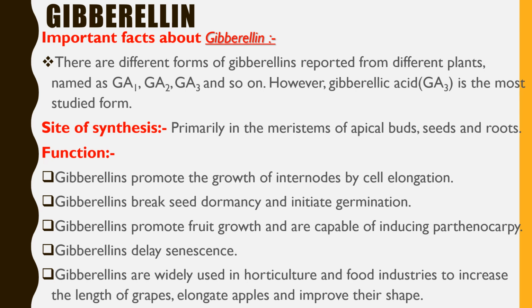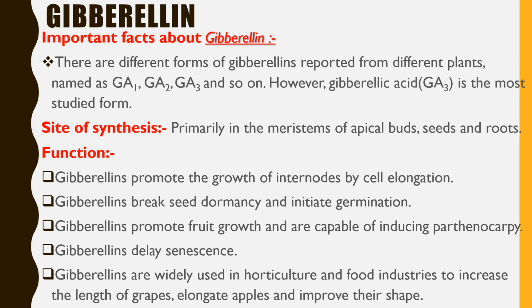Gibberellins promote fruit growth and are capable of inducing parthenocarpy also, the process of formation of fruit without fertilization. Gibberellin also, like oxygen, delays senescence, aging and falling of leaves. Gibberellin are widely used in horticulture and food industries to increase the length of grapes, elongate apples and improve their shape.